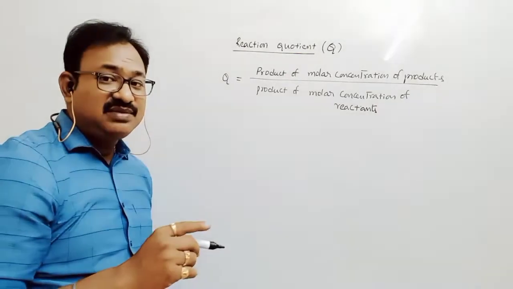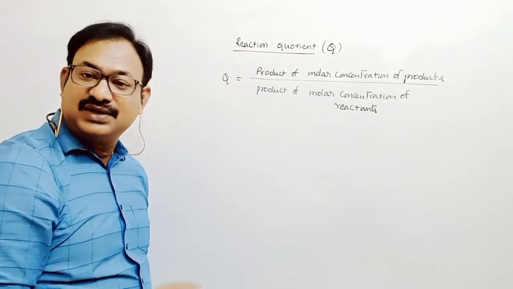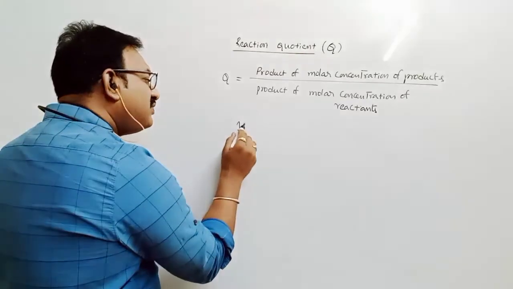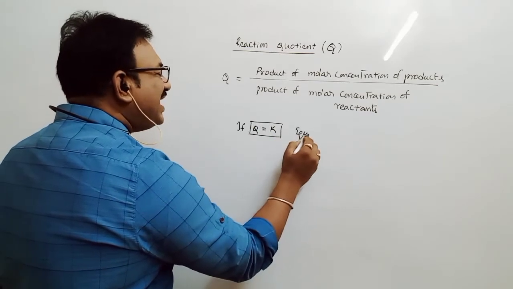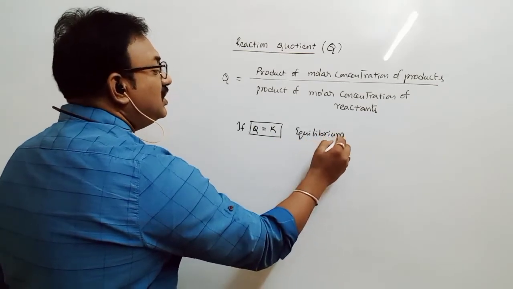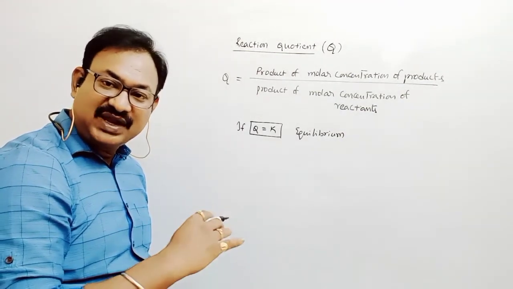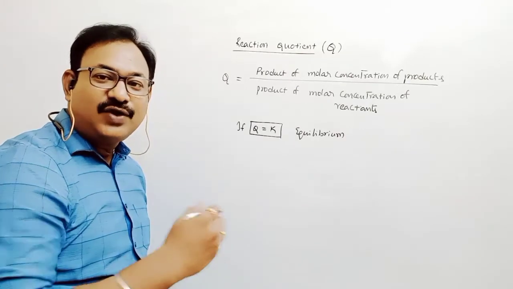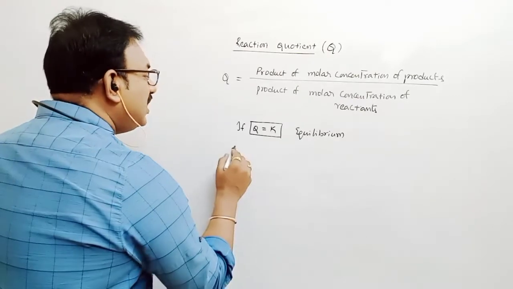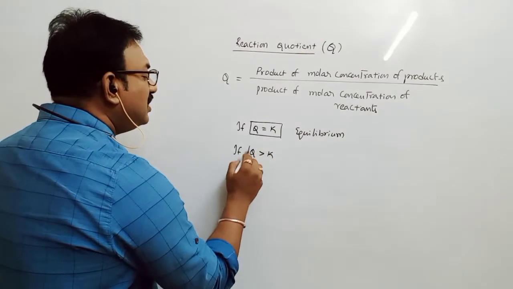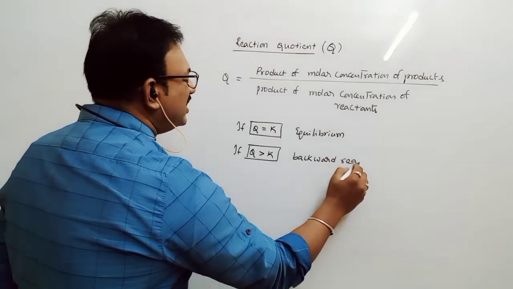Now sir, what is the relation between Q and K, sir? Formula तो almost similar लग रहा है. Yes. See, listen. If Q is equal to K, we can say the process is exactly at equilibrium. That means both forward and backward reactions are in same extent, means the same velocity से जा रहे. Next, if Q greater than K, then what happens? Backward reaction is in more extent.